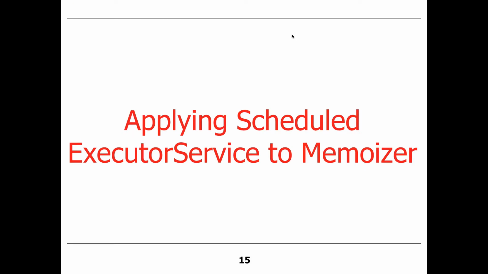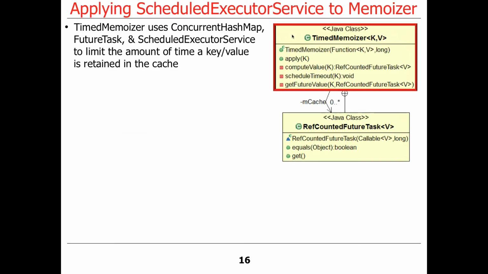All right, so let's see how we're going to do this. The TimedMemoizer we have now, the new one, is going to use a ConcurrentHashMap like we did before, a FutureTask like we did before, and a ScheduledExecutor service. This is the new part. And we're going to use this to limit the amount of time that a key and a value remain in the cache before they're thrown out. We'll see that there's a couple different implementations I'll show you how to do. To make things much more readable and to make it easier to demonstrate the different implementation variants, I have a bunch of private methods that are used to break the logic up.